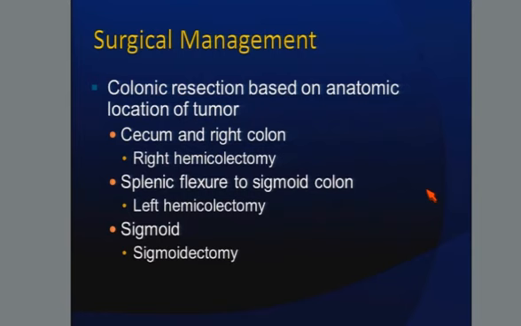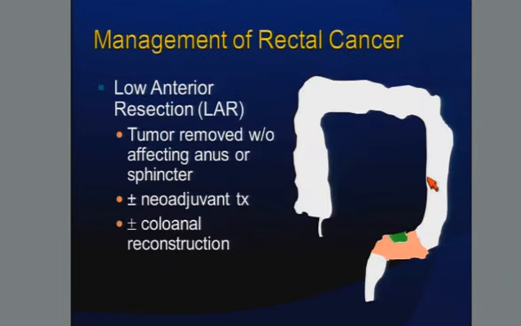Colonic resection is based on the anatomic location of the tumor, and they're named for the location of the tumor. So if the surgeon is going to remove a cecal or right colonic mass, it'll be a right hemicolectomy. Left hemicolectomy is going to include the splenic flexure through the sigmoid colon. If it's just the sigmoid colon, it's going to be a sigmoidectomy. You guys are used to seeing this terminology. It gets a little bit more confusing when we're talking about rectal tumors, but again, if you just remember where the tumor is in relation to the sphincter complex, that's how the surgery is named.